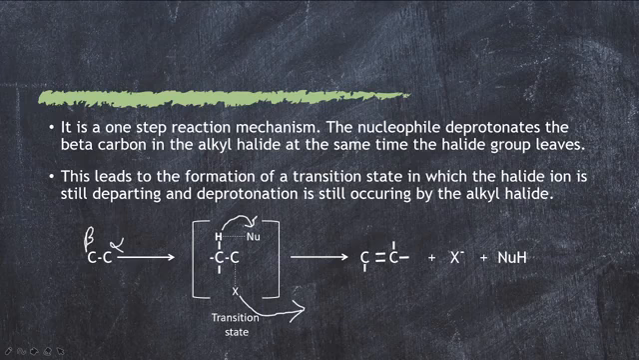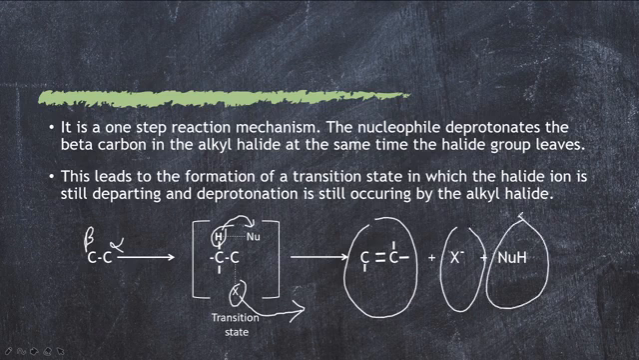In this one, the nucleophile is deprotonating and the halide group is leaving, so it's the same thing happening. It must deprotonate from the opposite side of the beta carbon to where the halide group is leaving, and that will lead to the formation of an alkene. This is the alkene, this is the halide ion, and this is the nucleophile, whatever it might be. If it's OH, it leads to the formation of water and different products.